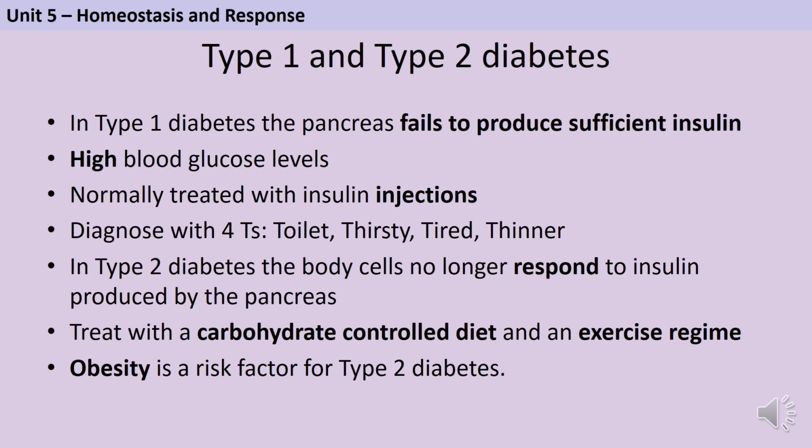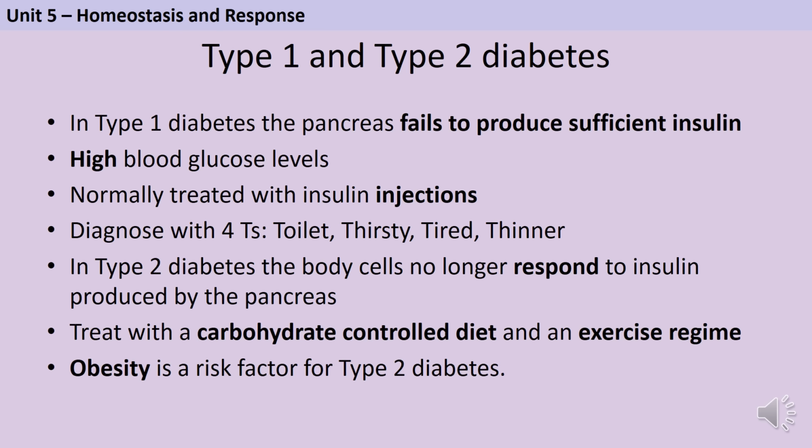Linked to blood glucose levels, we can think about type 1 and type 2 diabetes. Type 1 diabetes is a disorder where the pancreas isn't making enough insulin, so it's characterised by uncontrolled high blood glucose levels, and you normally treat it with injections of insulin. You can diagnose it with the 4 T's: going to the toilet all the time, being thirsty all the time, being tired all the time, and losing weight.